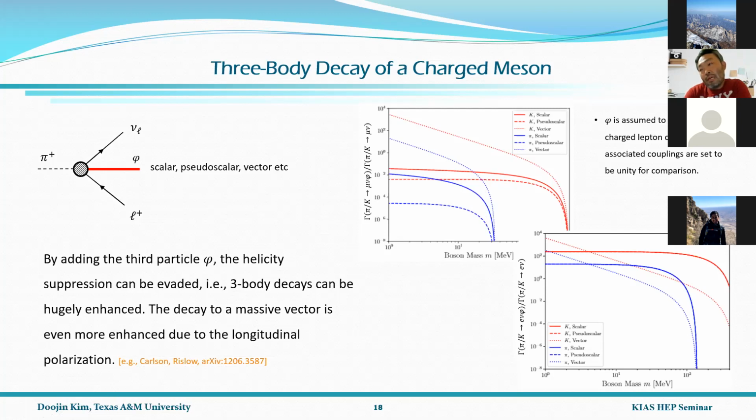But here for the electron case, the scalar case is almost constant for the lower mass, but the vector case is going up. So I guess for the muon case, also the scalar case will be constant after some time. Right.